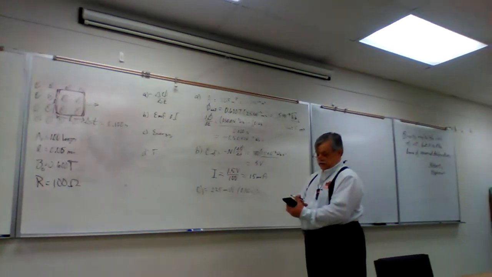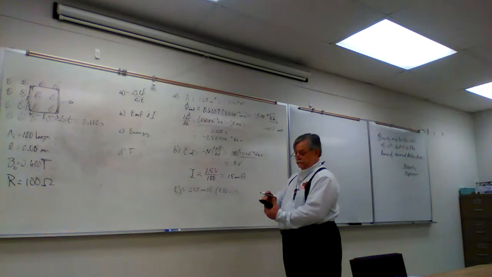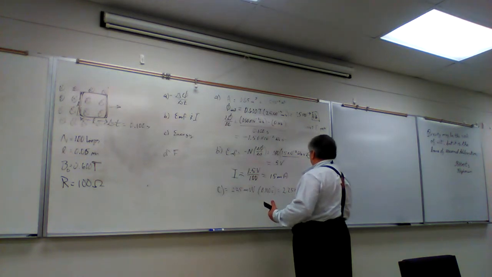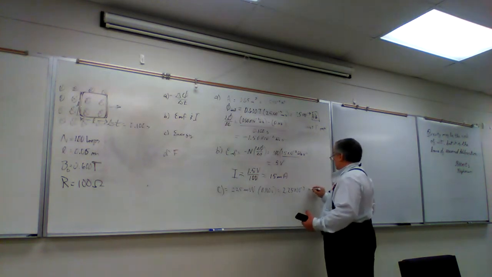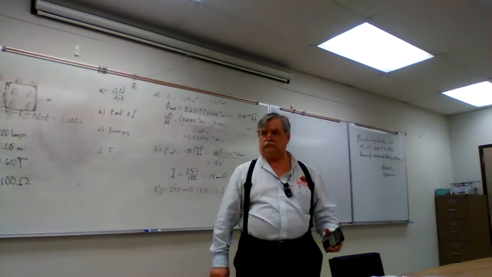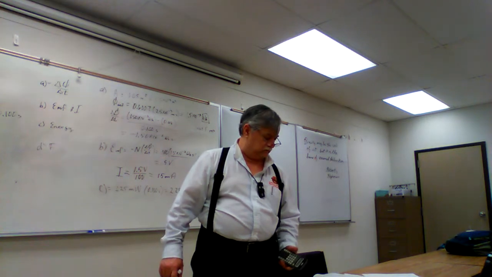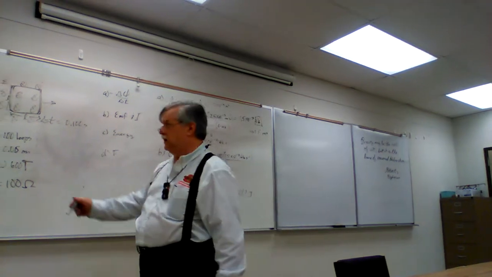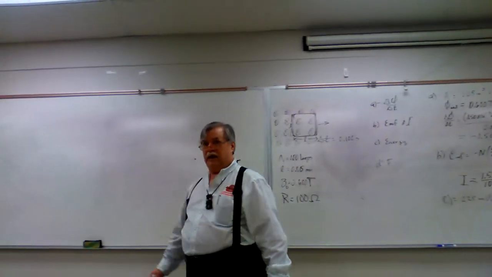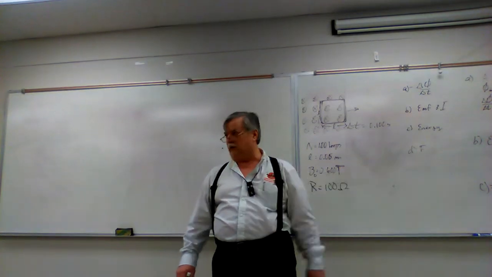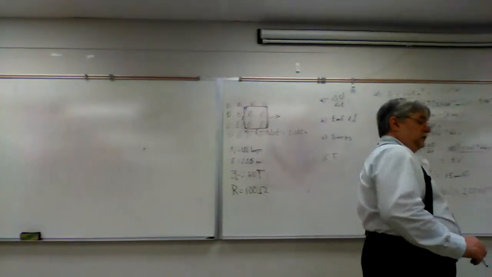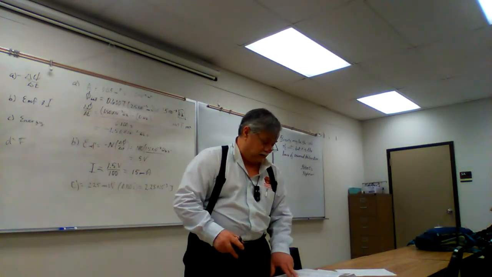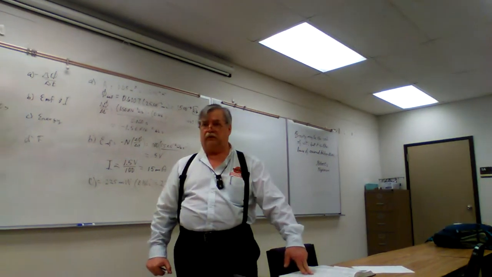gives us 2.25 times 10 to the minus 3 joules. Okay, that's the actual amount of energy expended pulling that wire out of that magnetic field and generating that much current and that much voltage. So, now just to drive the point home that this is all real, let's look at the amount of force that we had to exert in order to do it.